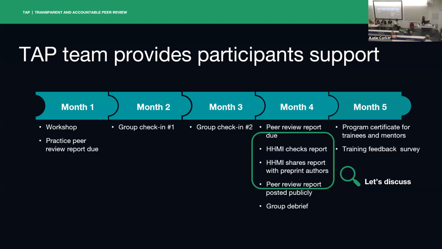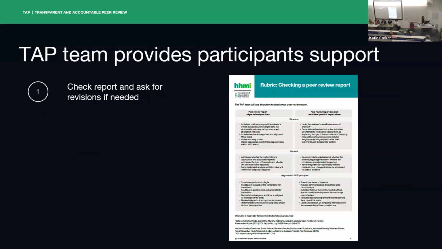And then in sort of the month 4, when I talk about HHMI, we check the reports. We also share it with preprint authors before it gets posted publicly. And I want to walk through those because I think those points are important. So we created a rubric that we use to check the peer review reports, and that drives the feedback that we give our participants.